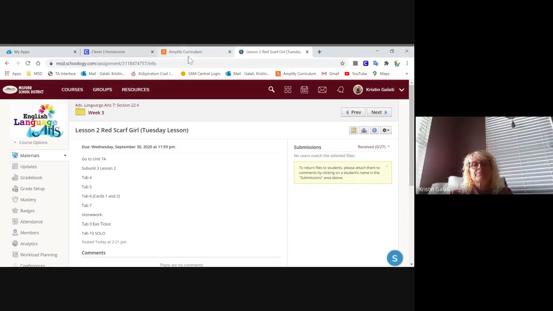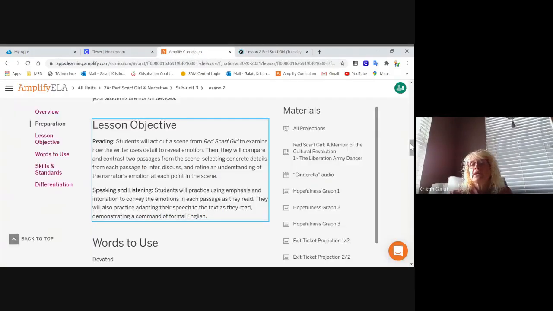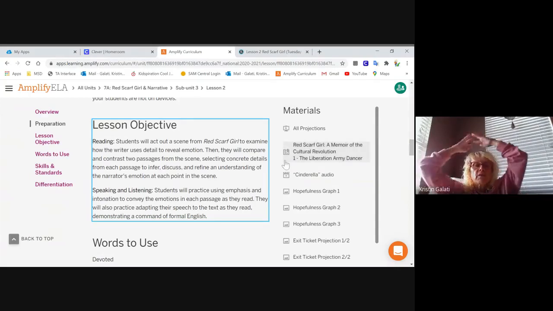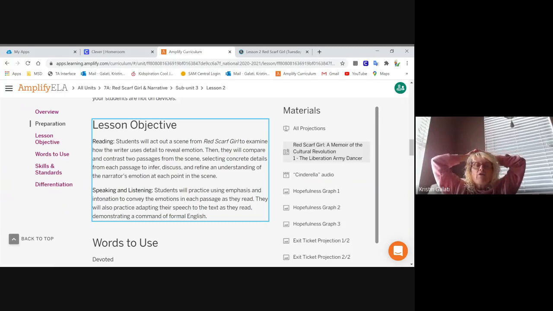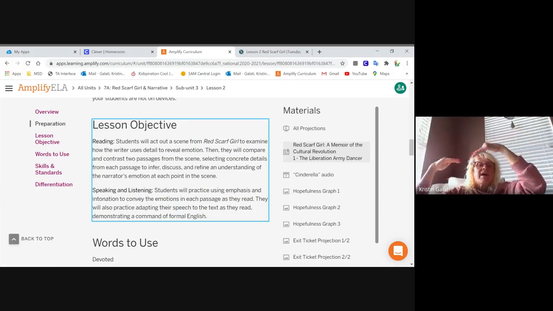All right, in your Amplify curriculum, your objective is, we're not going to act out the scene, but you're going to examine how the writer uses details to reveal emotion. We're expressly going to talk about if Ji Li feels more hopeless or more hopeful in a specific time period, a little piece that we're going to read. And then compare and contrast 2 different scenes. We're going to select details from each of those passages to discuss our understanding of Ji Li's emotions at that point.